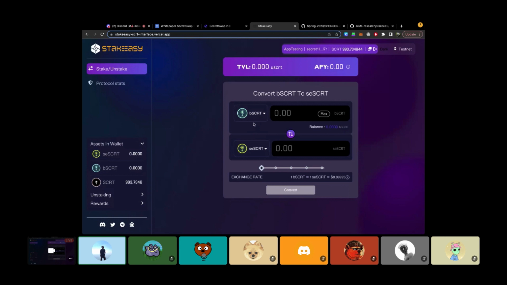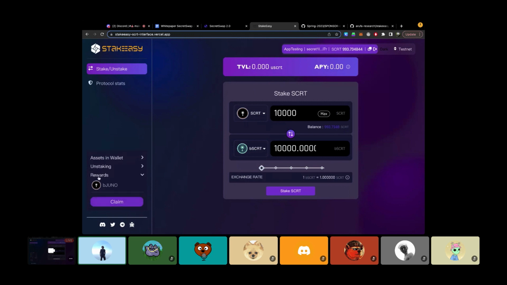With bSCRT, the staking rewards are not generated in the value of the token itself, but the number of tokens increases. So if I stake, let's say, 10,000 SCRT, I'll get 10,000 bSCRT. And whenever I unstake, I'll get the same 1:1 ratio. Now, where do the staking rewards go? Once you stake your SCRT for bSCRT and hold it in your wallet, over time you will accrue some staking rewards, which you can see here. It'll show you how much. Sorry, this needs to be fixed, but this will be fixed.